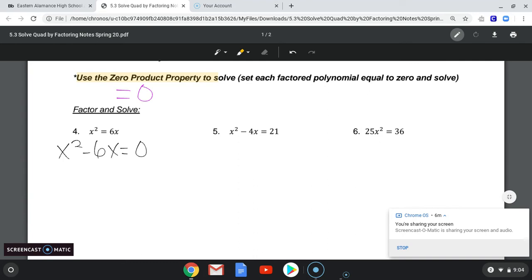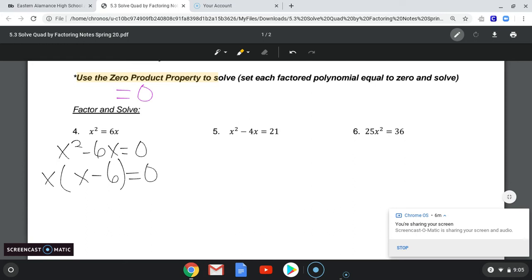Now, always look for GCF first. This is not a quadratic trinomial, meaning it does not have 3 pieces. So I'm either going to focus on looking for a GCF or seeing if it's a difference of squares. I do notice there is a GCF. That GCF is x, so I'm going to pull it out. When I take out an x from x squared, I'm left with x. When I take out an x from negative 6x, I'm left with minus 6. All that equals 0.